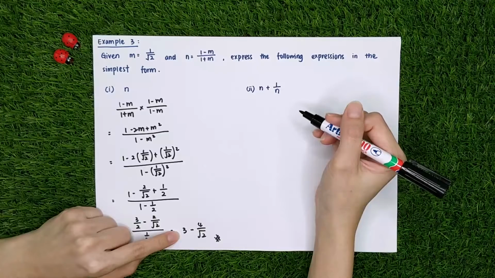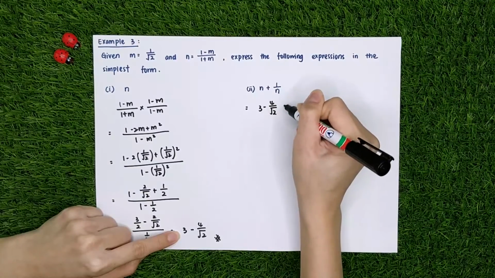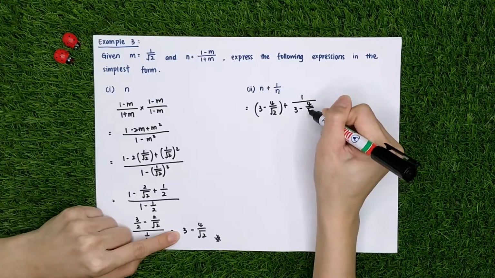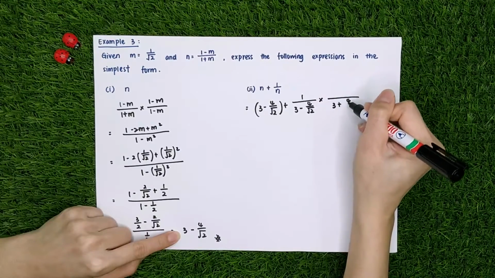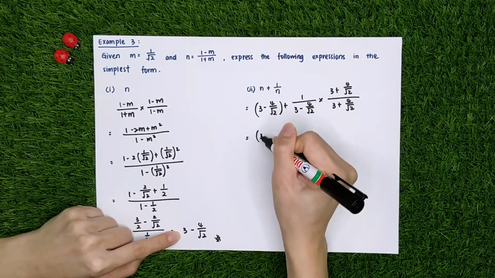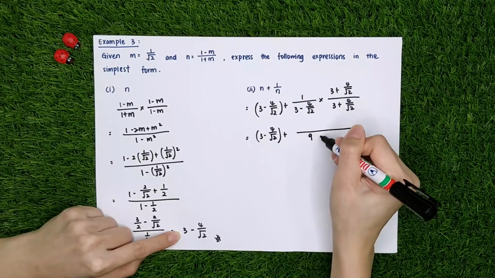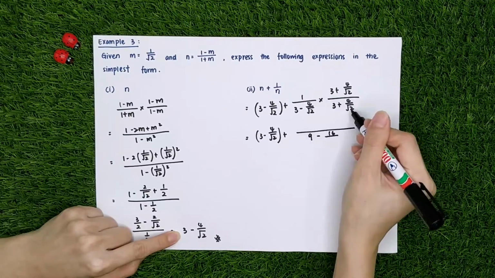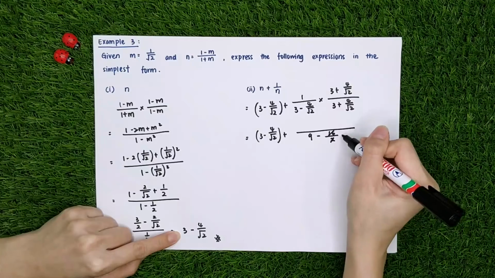So I will use the answer I find in part 1, okay? Equals to 3 minus 4 over 2 plus 1 over 3 minus 4 over 2, okay? I will times this with 3 plus 4 over 2, 3 plus 4 over 2. I will get 3 minus 4 over 2 at here plus 3 times 3 you will get 9, minus 4 times 4 you will get 16, over 2 times 2 you will get 2 at here. Okay? 2 simplified with 16 you will get 8 at here.